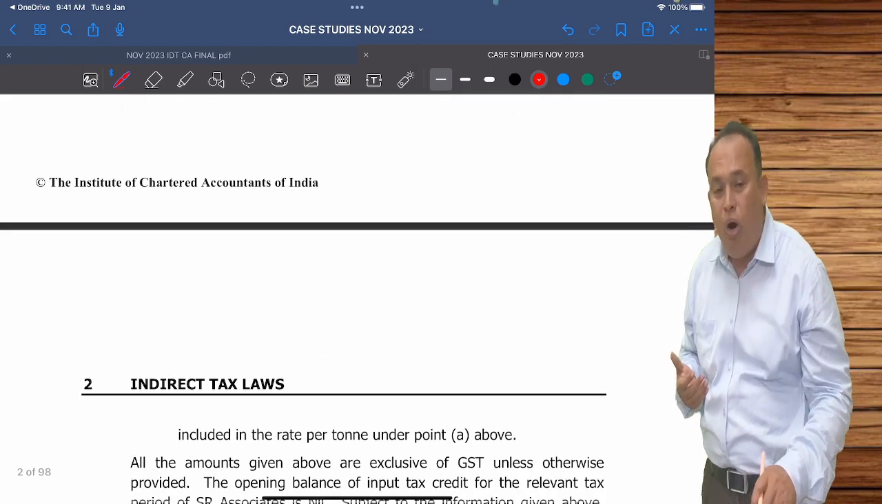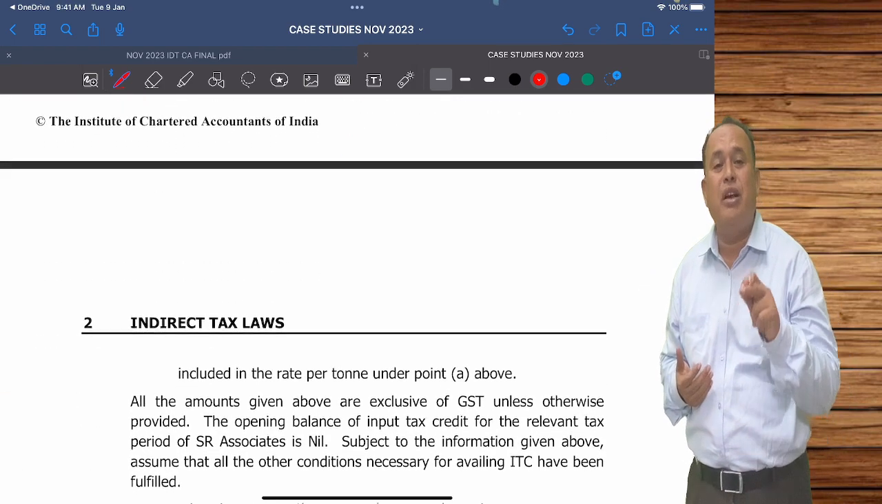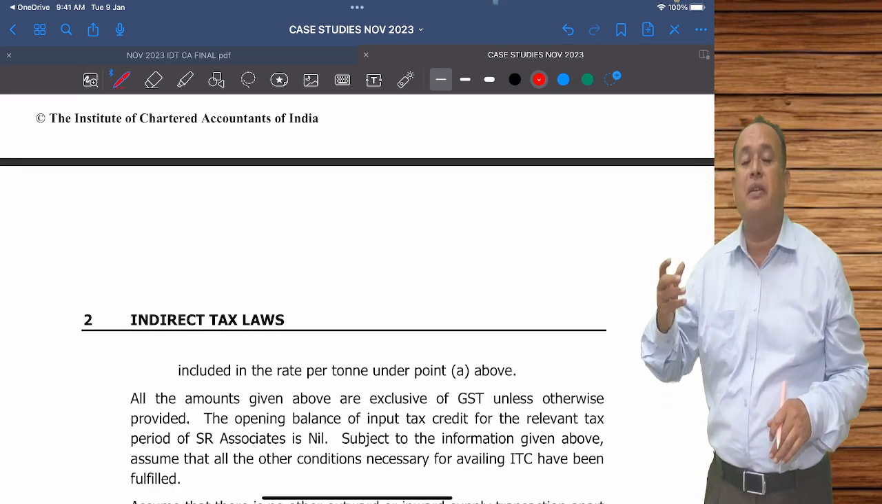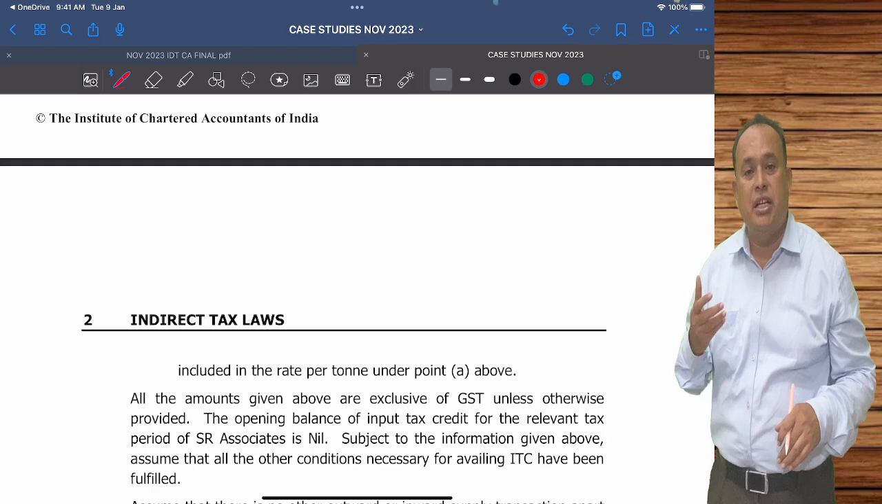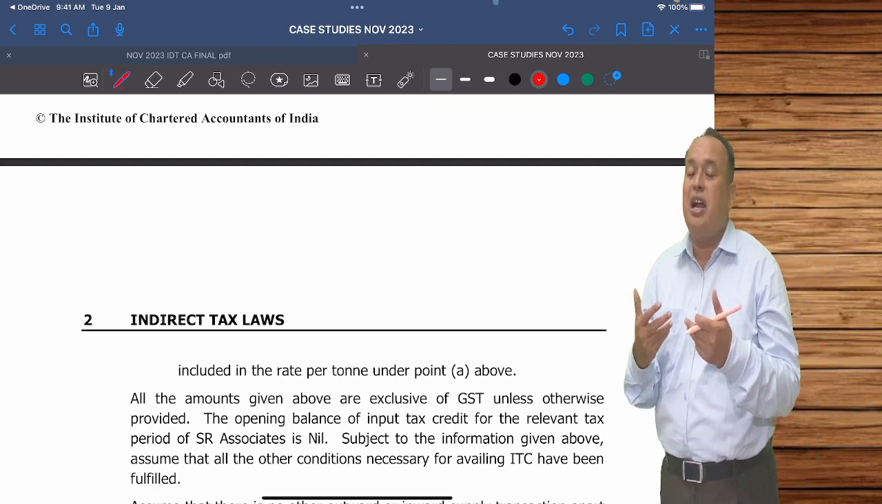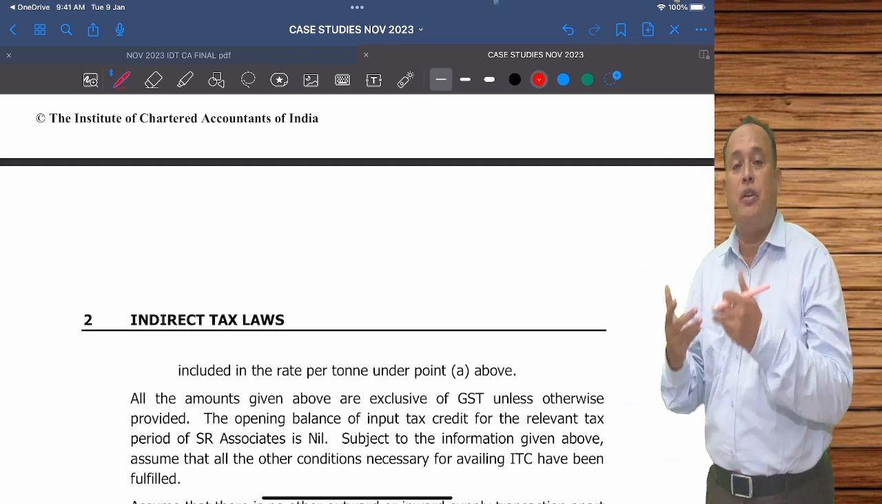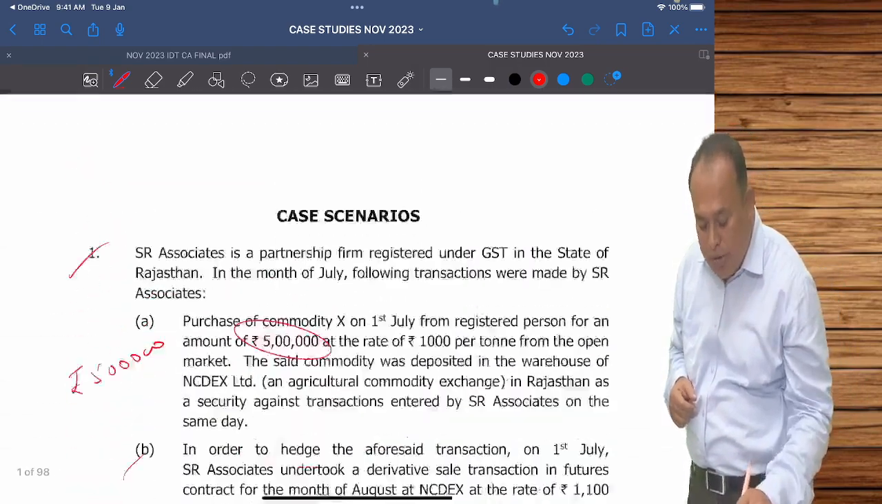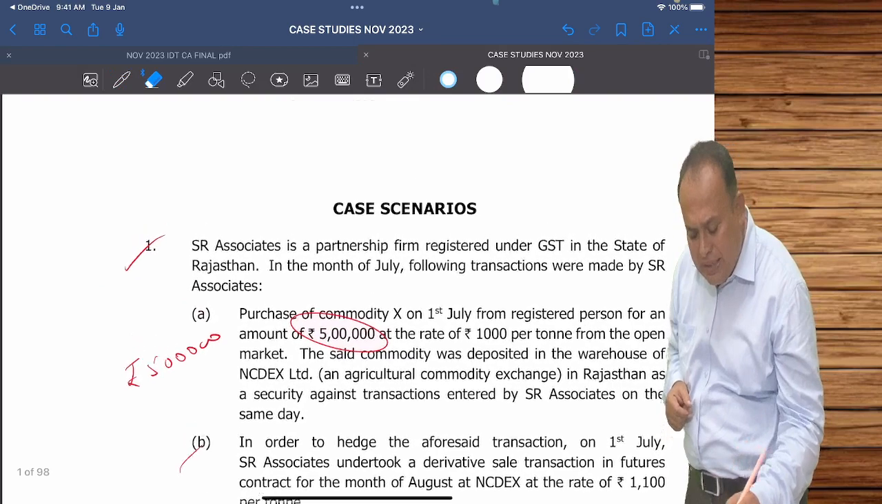That means all taxes and duties should be added to the value of supply except GST taxes, as we understood under section 15 subsection 2 clause A. Therefore, it is a mandi tax, not a GST tax, so it forms part of the value of supply. How much here? 10 rupees per ton. Therefore, how many tons here? 500 tons. Am I right?